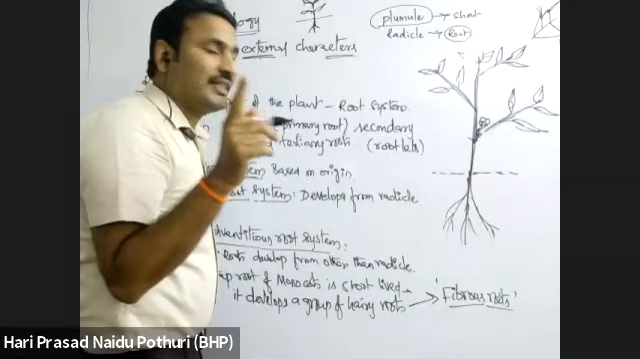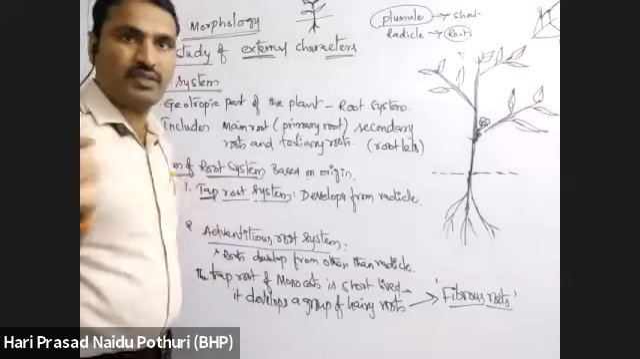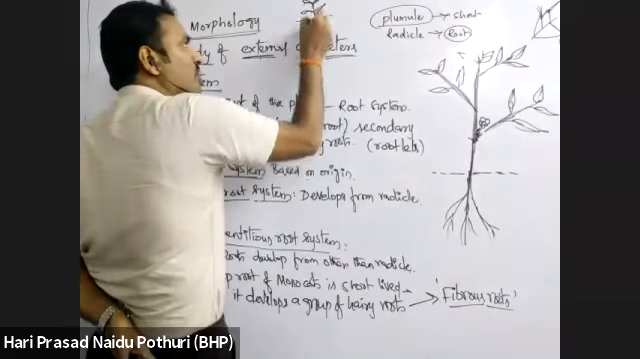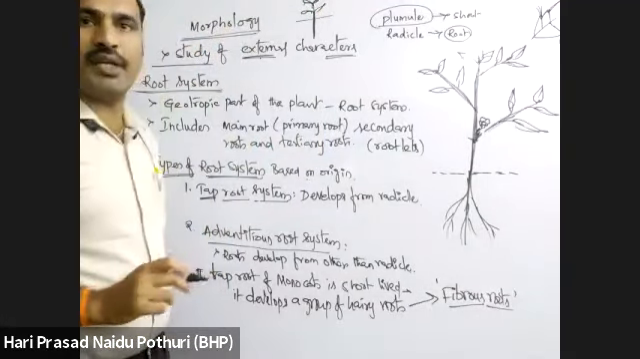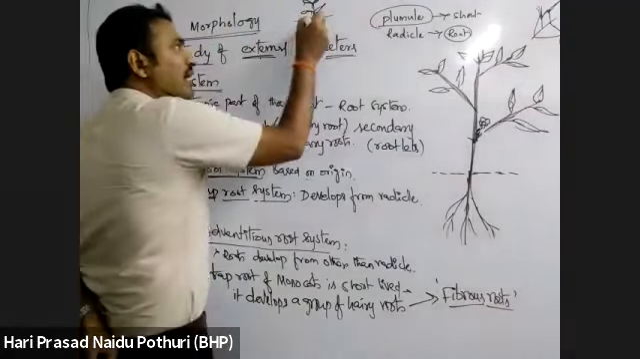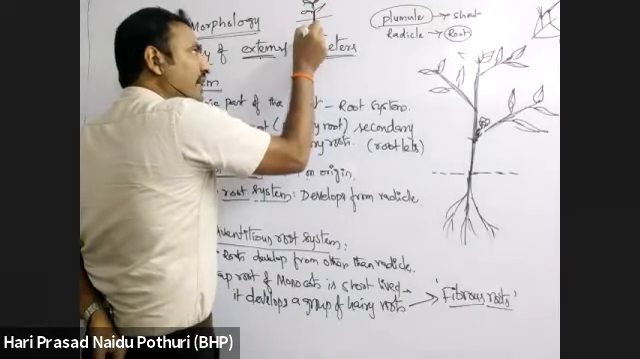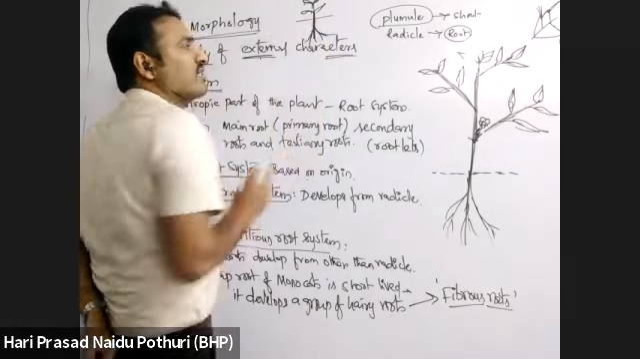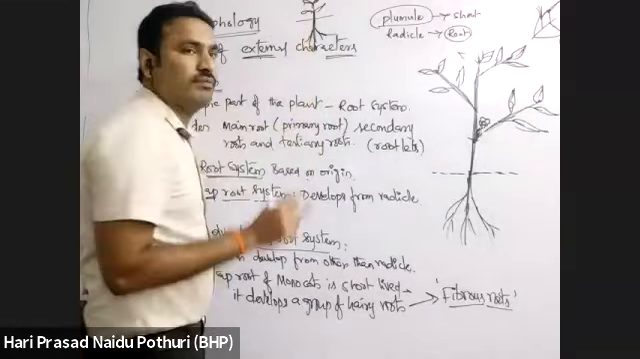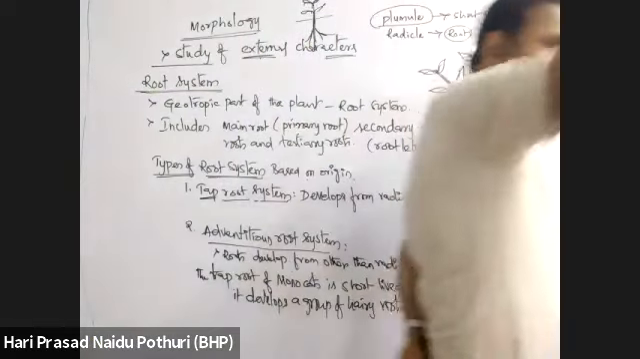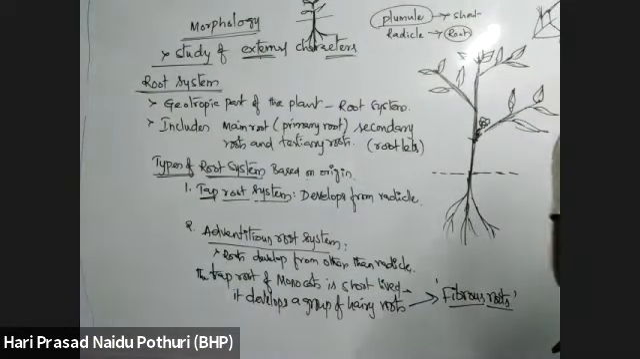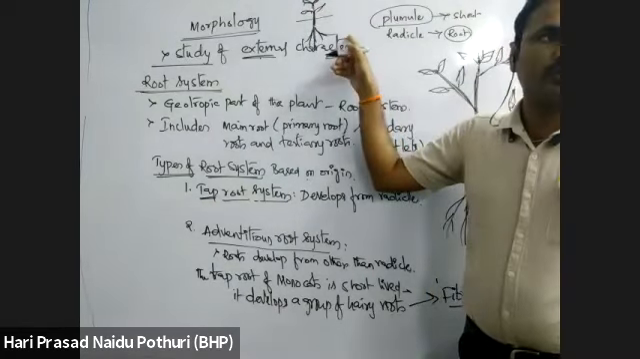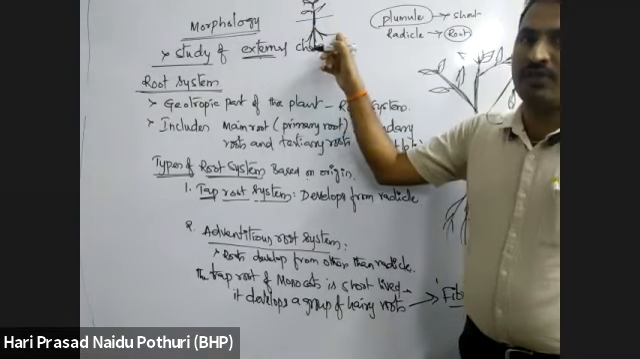What is the difference between taproot and this fibrous or adventitious? That we'll see now. Taproot system means it has a primary root. That primary root has secondary roots. On secondary roots, again there is formation of tertiary roots. That means there is a main root. One main root is there, which is growing deep inside the soil. From that, there is the development of secondary and tertiary roots. That means these are like branches.